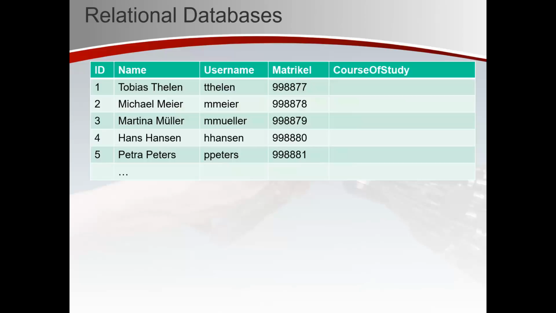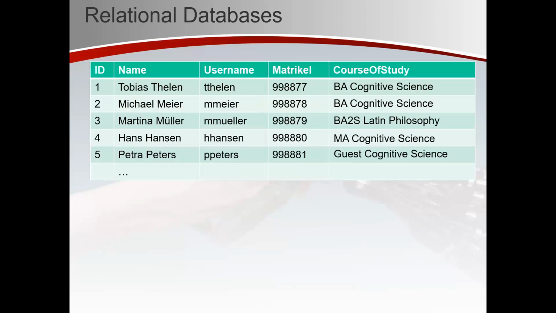Okay, now we would like to store the course of study. Of course, since it's a student database, we don't only want to have the name, the matricle number, but also the course of study. So we could put a string in here, like Tobias Thielen is studying Bachelor Cognitive Science. Jan Meyer is doing the same. Martina Müller, for example, is studying Bachelor 2 subjects, Latin and Philosophy. Then we have a Master of Cognitive Science and a guest in Cognitive Science, and so on.